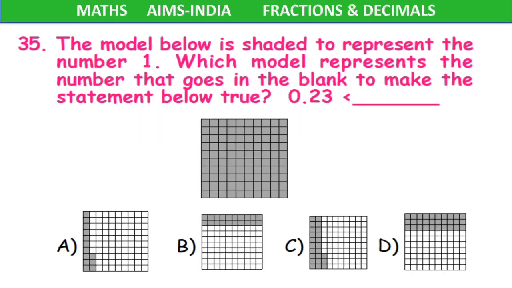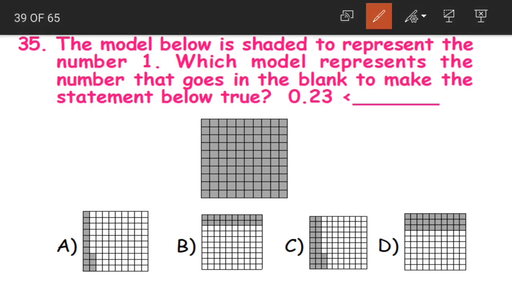Understood children? Next question. The model below is shaded to represent the number 1. Yes, we already had such type of question. Now which model represents the number that goes in the blank to make the statement below true? 0.23 is less than dash. From the given options, we have to find out the model which represents a decimal number that goes here. It should be greater than our 0.23.